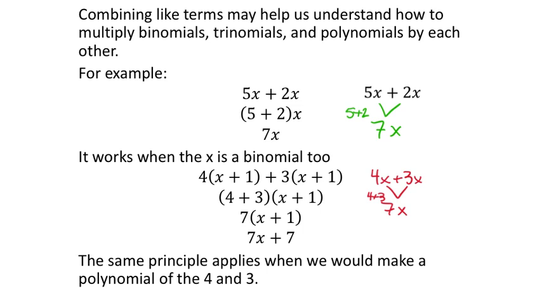Now, be careful, because some students are like, I want to distribute so bad the 4 and the 3 right there. That's not what I'm trying to get to. You could. I just don't want you to do that right now. I'm just trying to get you in the idea that you can combine these like terms. 4 and 3 of these would be 7 of them, right? And then you could distribute just once. So the same principle applies when we would make a polynomial of the 4 and the 3.